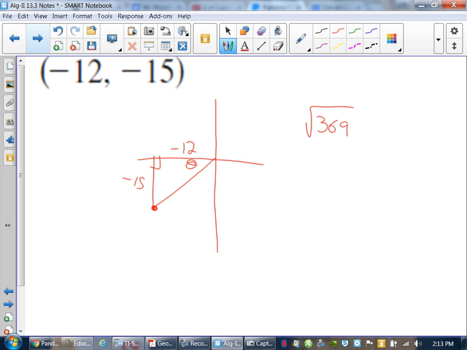3. Well, is 3 a perfect square? But what's 3 squared? 9. So 9 goes into 369 how many times? 41. So it's 3 root 41.